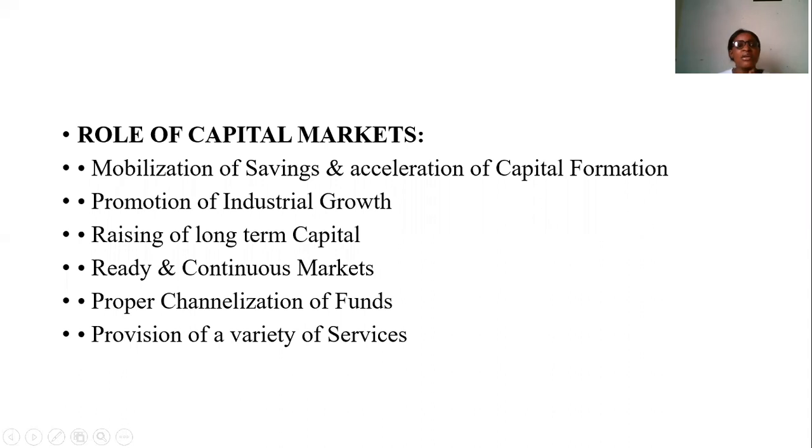Okay, so let us now look at the roles of the capital market. Number one, mobilization of savings and acceleration of capital formation. Number two, promotion of industrial growth. Number three, raising of long-term capital. Number four, ready and continuous markets. Number five, proper channelization of funds. Number six, provision of a variety of services.